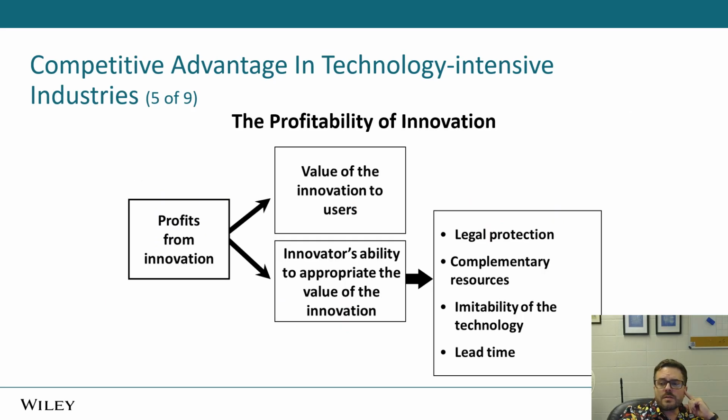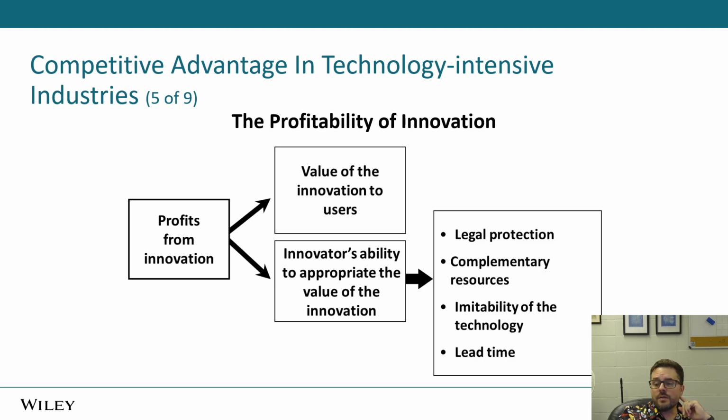What determines the profits to a firm from innovation? Well, first of all, there's the value. The price can't be higher than the willingness to pay. So the higher the willingness to pay, the more potential value there is. But then finally, the ability to appropriate that value: legal protection like patents, copyrights, trademarks, complementary resources.